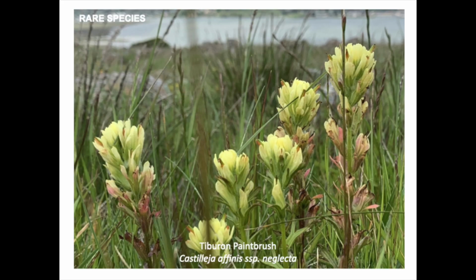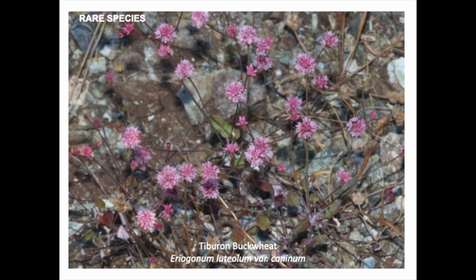And then the Tiburon buckwheat. This is another subspecies of a more common buckwheat that we have all around. But this particular one is a rare plant. And these are tiny. I mean, you could easily walk past them. But when you get an abundance of them, again, serpentine endemic, it just looks like there's this pink haze over the ground. So really, really little flowers.